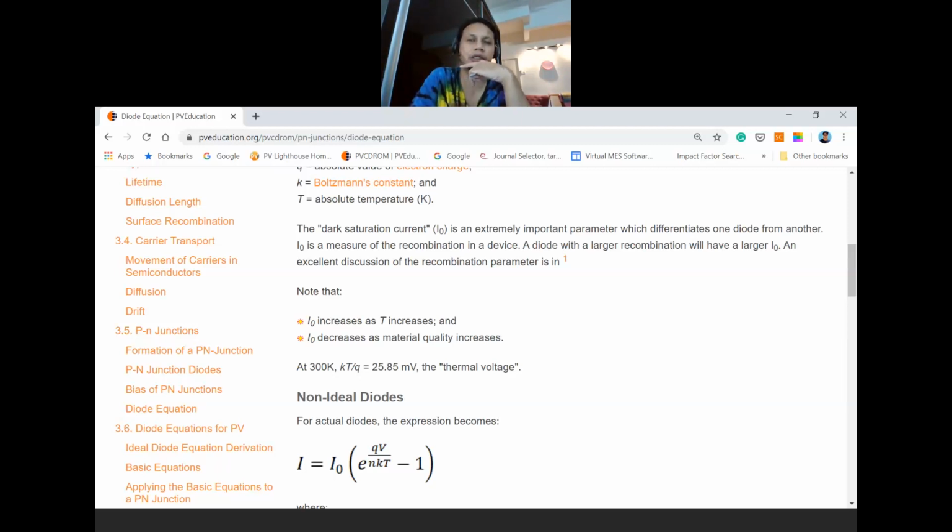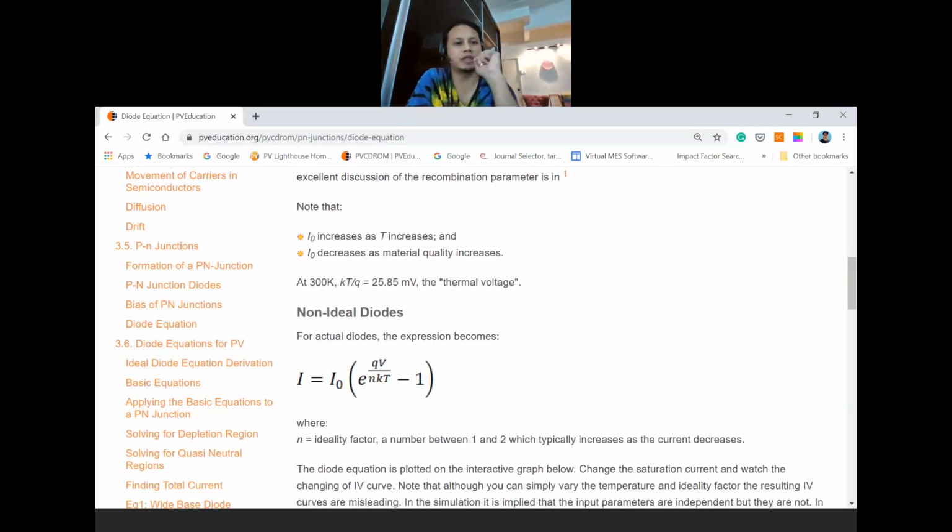As I said later on, if you're comparing 10 minus 12 versus 10 minus 5, of course 10 minus 12 has a better material quality, right? A diode with a larger recombination will have larger I naught, just like my examples now. So larger I naught, more recombination. Smaller I naught, smaller recombination.